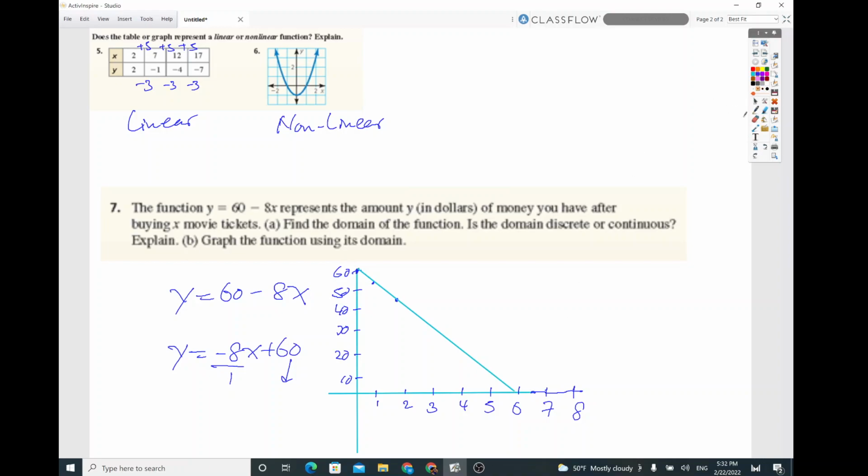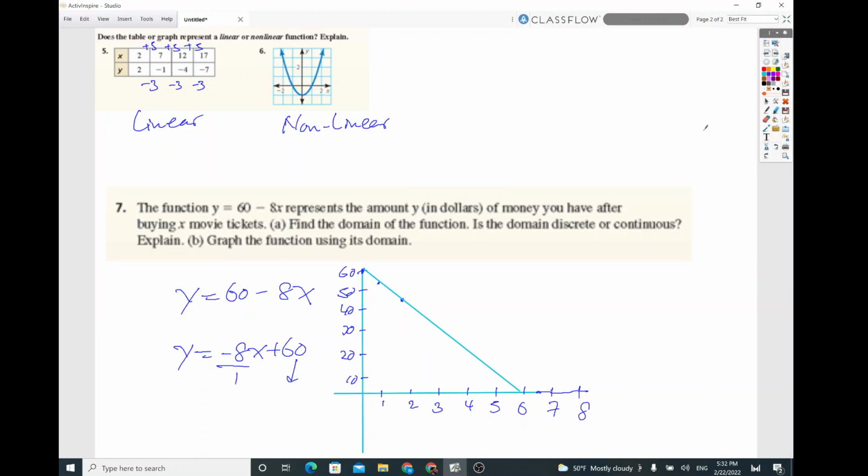Like that. So now let's find the domain for the function. It looks like the domain is all the way from 0 to 5 point something. Basically what we need to do for the domain is find the x-intercept. In order to get the x-intercept, we need to set y equal to 0. So 0 equals negative 8x plus 60. That means negative 60 equals negative 8x. So that means x equals 60 over 8. And then you want to reduce. Once you reduce, this number turns out to be 15 over 2. So half of 15, which is 7.5.